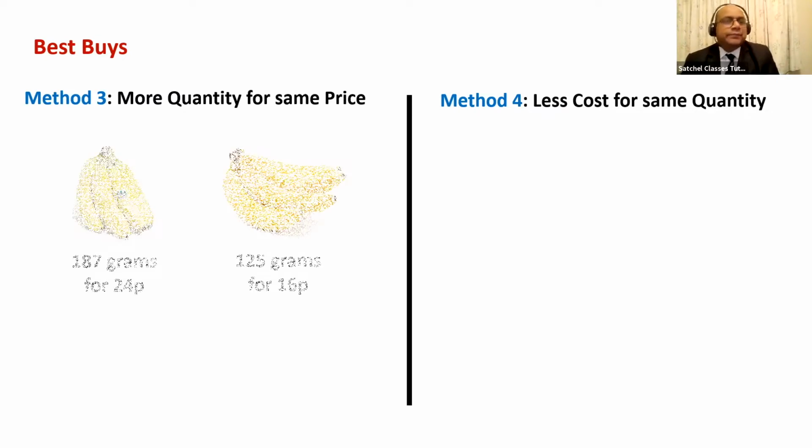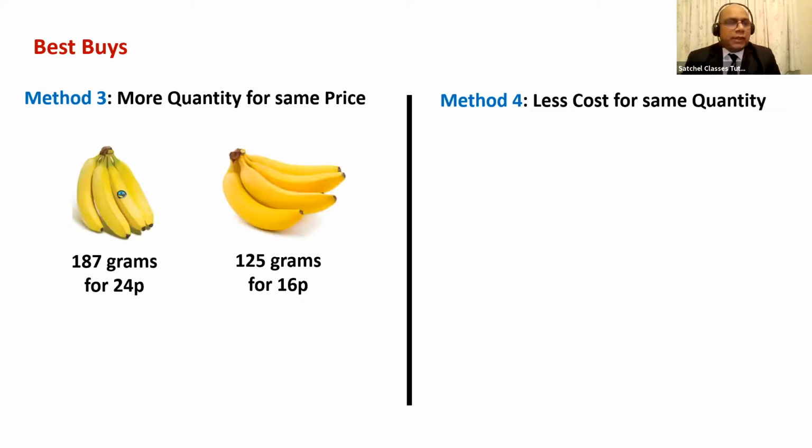Let's take an example. So we have two types of bananas. One where you get 187 grams for 24p.